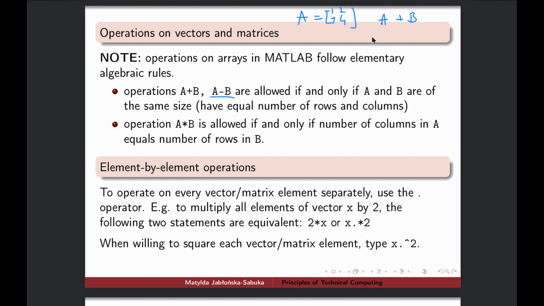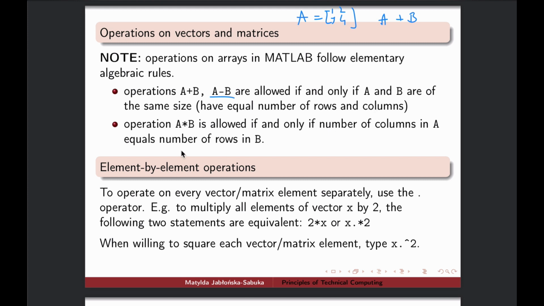And then what happens is that we would just add respective elements. So the first element of this matrix, the one in place 1, 1, would be added to the one in the same location, place 1, 1 in matrix B. Then the one in place 2, 1 is added to the one in place 2, 1 in the B matrix, and so on.